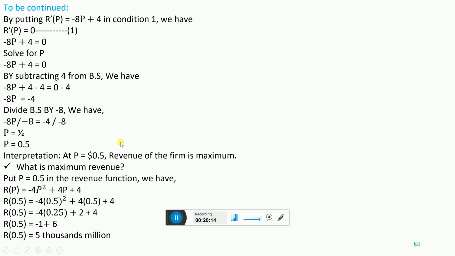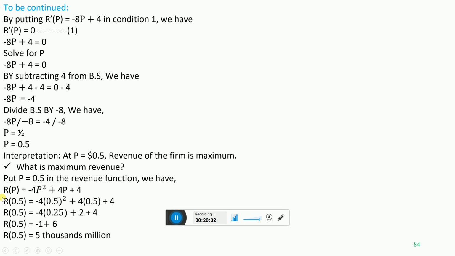Now, what is the maximum revenue? How can we estimate the maximum revenue of the function? We will just put the price 0.5 in the revenue function to calculate the highest revenue of the company.